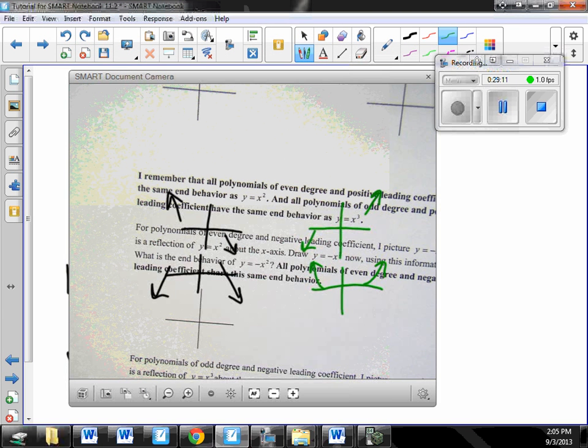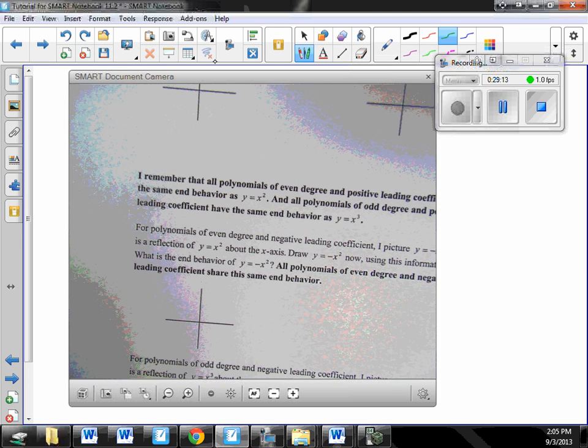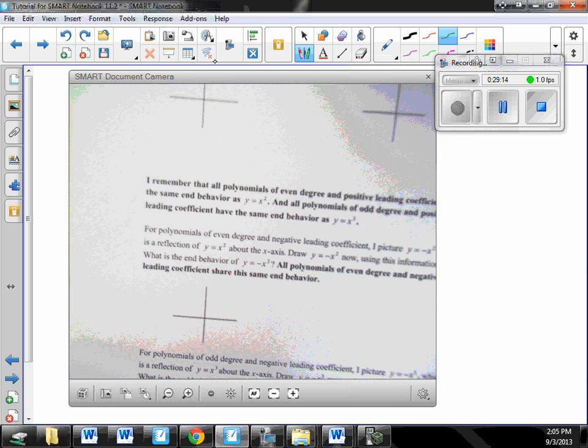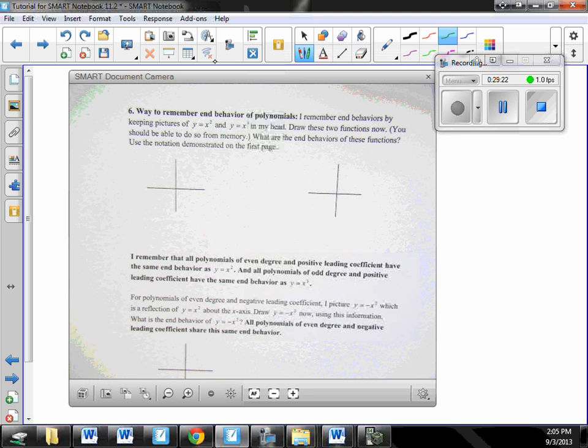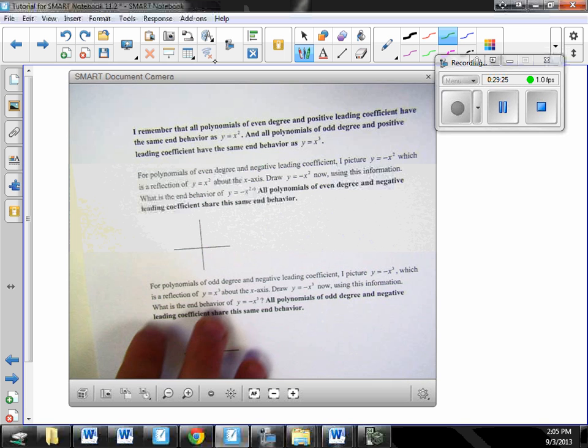So then on the last page, let's get rid of the last page. Don't worry about the last page. Yeah, you can just cross it off.